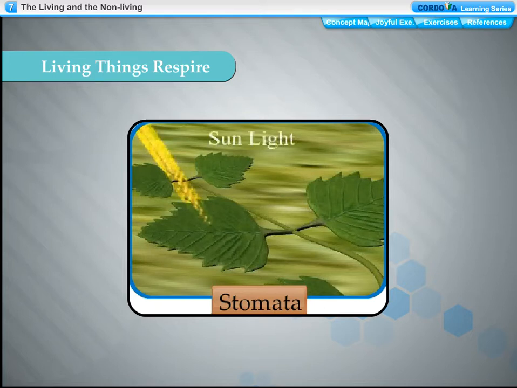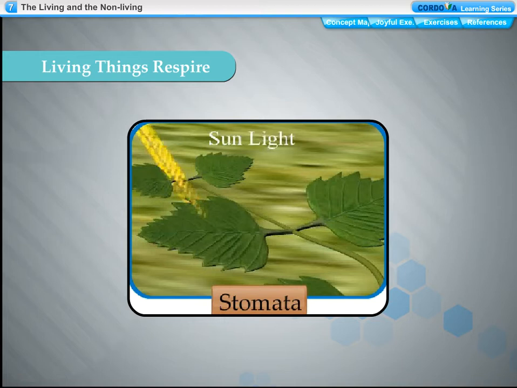All organisms respire to get energy. Respiration is the process of breaking down of food in the body of an organism with the help of oxygen to release carbon dioxide, water, and energy. Carbon dioxide and water vapor are given out through exhalation. Food plus oxygen, through respiration, gives energy plus carbon dioxide plus water.